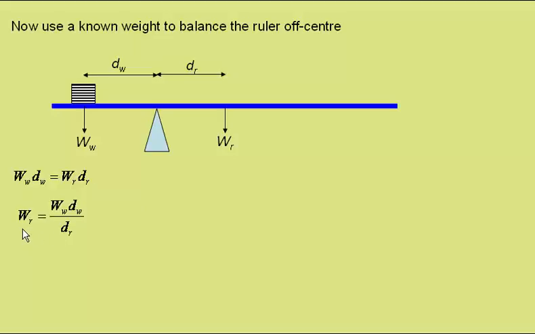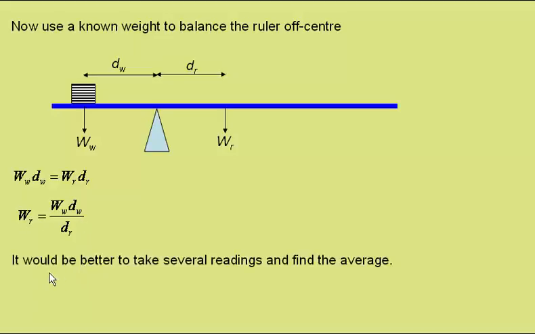I can rearrange for the weight of the ruler and put in the numbers I've found. Clearly it would be better to do this several times for several distances and weights and find the average value.